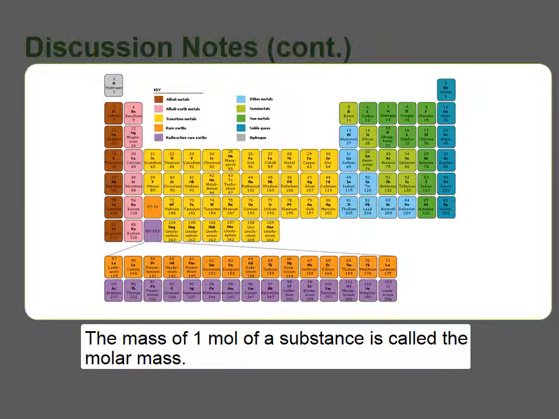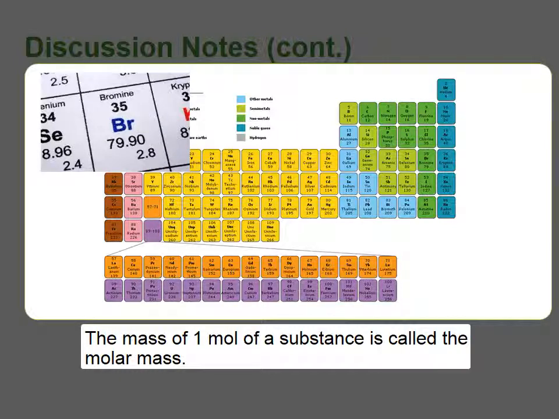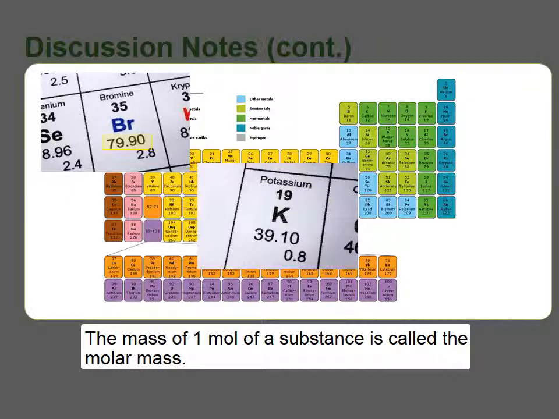The molar mass of each element can be found on the periodic table. If you want to determine the mass of a mole of a particular type of atom, you can simply look up the average atomic mass of that element on the periodic table. For example, 1 mole of bromine atoms has a mass of 79.9 grams, while 1 mole of potassium atoms has a mass of 39.1 grams. Notice that the numbers for average atomic mass and molar mass are the same, only the units are different.